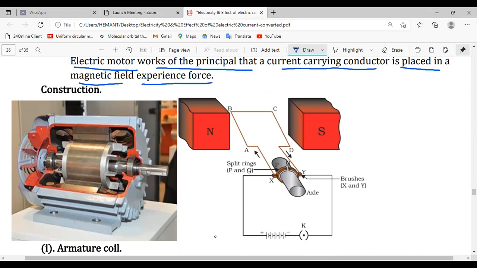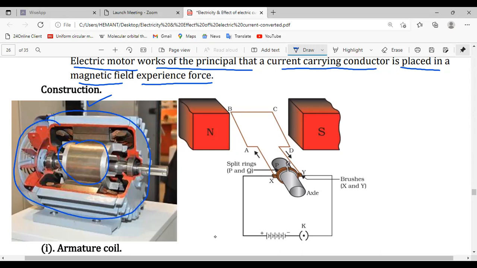This is how an electric motor looks, and this is the internal part of it. It works on the principle that when a current carrying conductor is placed in the magnetic field of a strong magnet, it experiences a force, and due to that force, that particular rotor starts rotating. We can use that rotation for many other purposes.